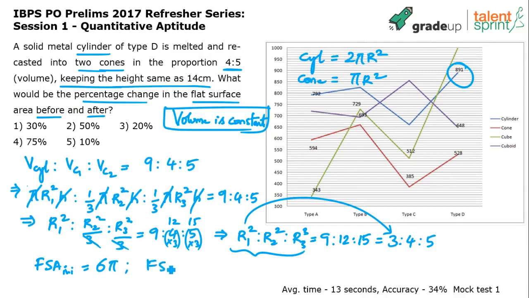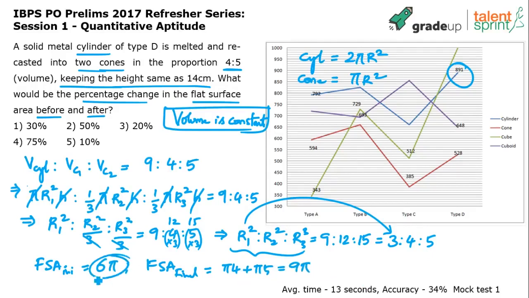What will be the final flat surface area? See, pi r square, but there are two cones. For the first cone, the r square is 4. For the second cone, the r square is 5. So we will get pi into 4 plus pi into 5, which is 4 pi plus 5 pi, 9 pi.